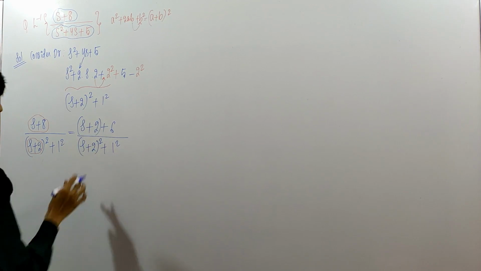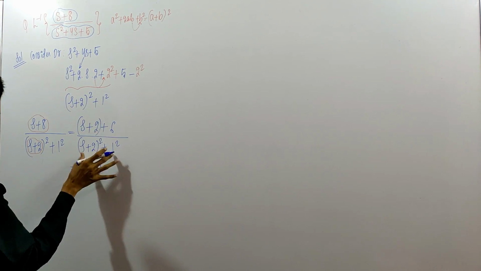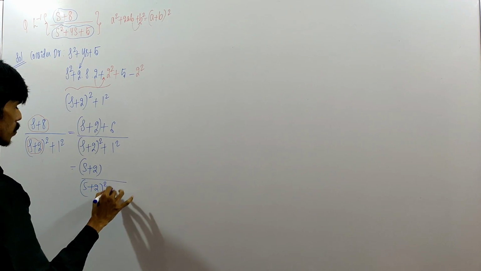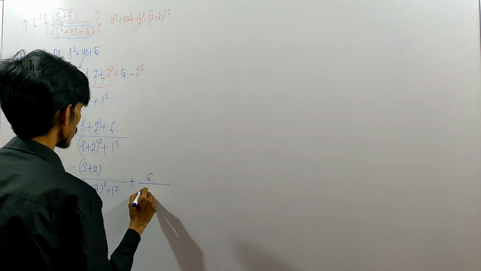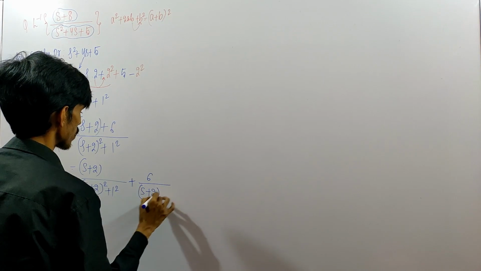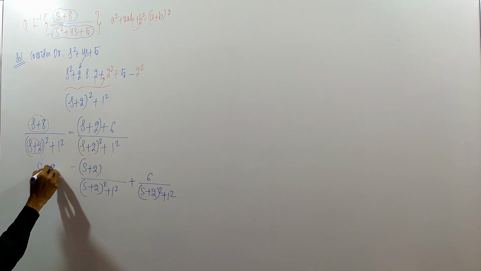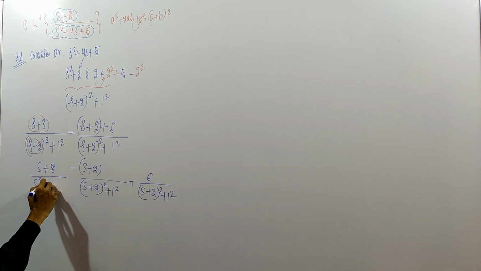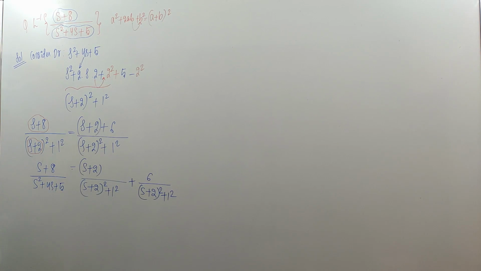Now we will separate the numerator. We will get s plus 2 divided by the denominator s plus 2 square plus 1 square, plus 6 divided by the denominator, that is 6 by s plus 2 square plus 1 square. This is the value of s plus 8 by s square plus 4s plus 5. Now here I have L inverse, so apply L inverse.